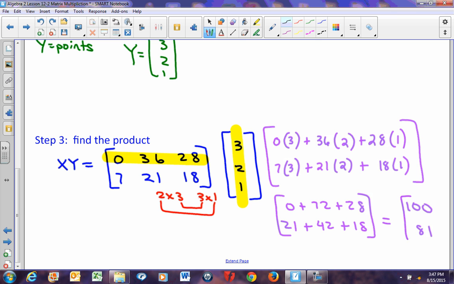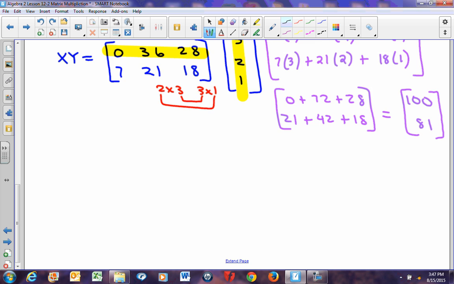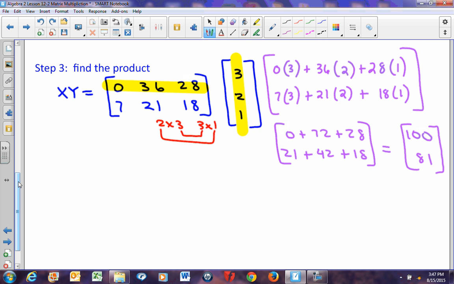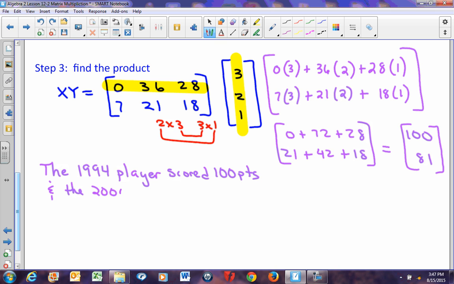So my final answer then is: in 1994, the player scored 100 points. And the 2006 player scored 81 points.